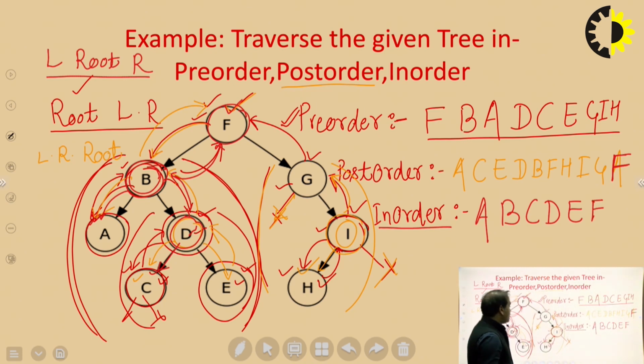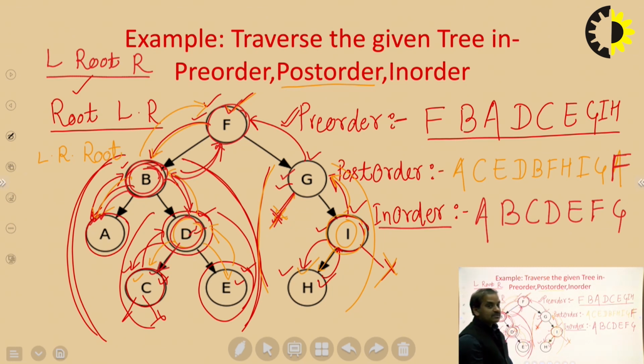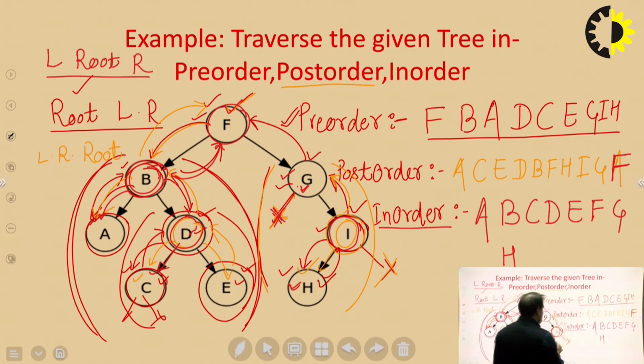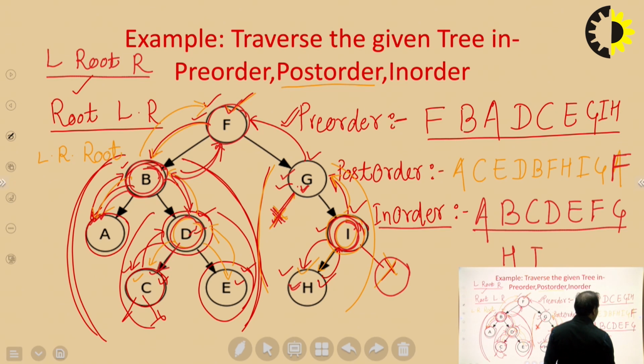After processing F, we have to move on to the right subtree, and the right subtree is G. G has no left child, so we have to process G directly, because after processing left, we have to process root, then right. There is no left child, so we process G. After processing G, we move on to I. I has one left child, that is H. We process H after processing G. Then move on to the root, and the root is I. I is processed. After processing I, we move on to the right child. There is no right child, and this is the final traversal sequence in case of in-order.